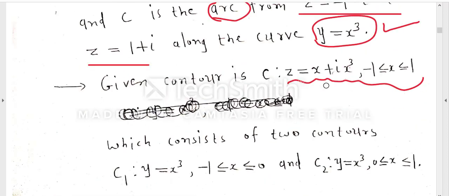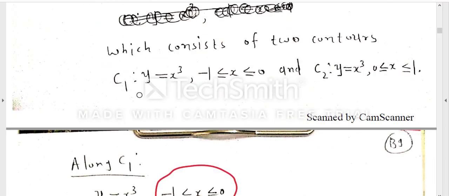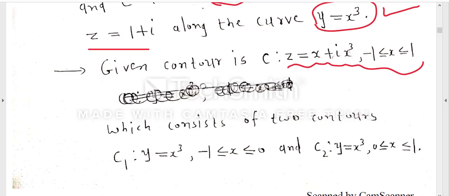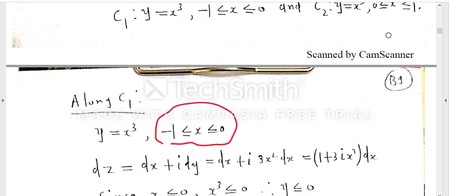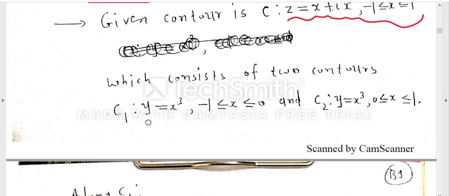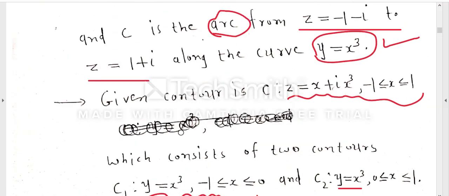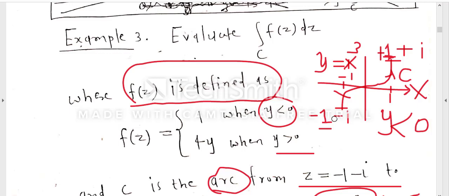Okay, so therefore we have to divide our curve into two sub curves. First we consider this portion when x is between -1 to 0. We consider this part as C1 from -1 to 0, and from 0 to 1 we consider C2. If we consider parametric representation for C1, then the value of y is the same either for C1 or C2. So y equal to x cube, but along C1 our curve is from -1 minus i to 0. At this point the value of x is -1, at this point the value of x is 0.